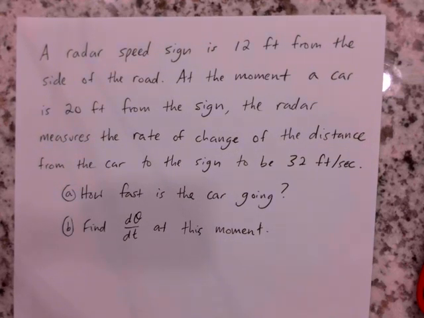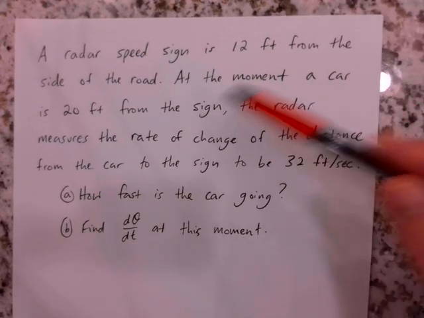Here's our second example. Feel free to press pause in the video and try to solve it by yourself. Part B we'll need the diagram for, but you can try part A on your own if you would like. But here we have a radar speed sign, right? One of those signs by the side of the road that tell you how fast you're going. It's 12 feet from the side of the road.